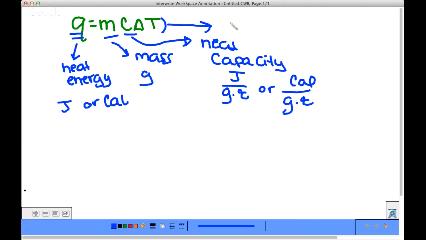And then this is going to be your change in temperature. This is going to be T final minus T initial, and this will be in degrees Celsius.